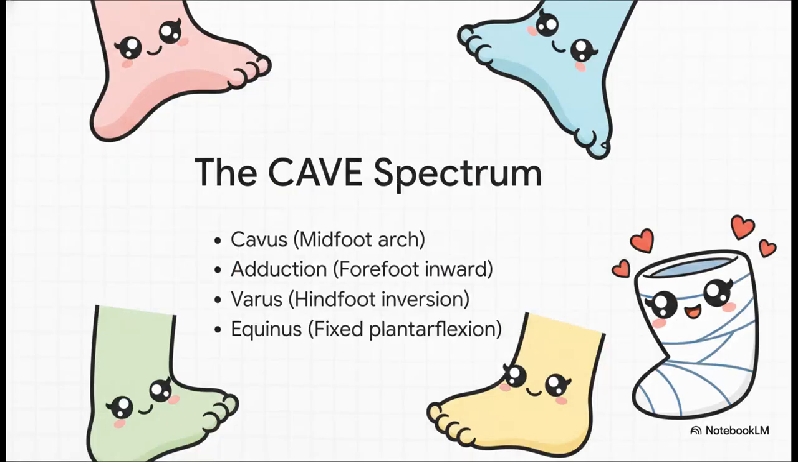You can easily visualize these multiplanar mechanics using the CAVE acronym. C is for cavus, meaning a high midfoot arch. A is for adduction, where the forefoot actively turns inward toward the midline. V is for varus, which is an inward inversion of the hindfoot. And E is for equinus, a fixed plantar flexion right at the ankle. This exact acronym is brilliant because it also dictates the very specific sequence used in the gold standard Ponseti casting method. We systematically correct the cavus first, then the adduction and varus together, and finally, we correct the equinus.